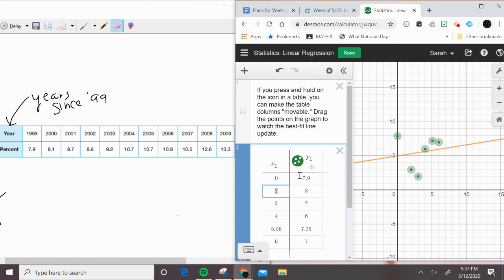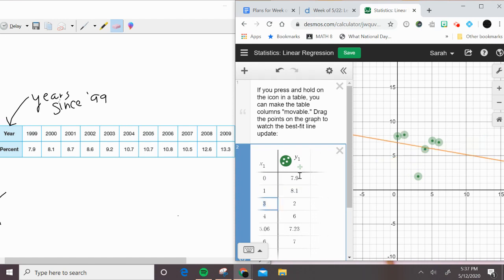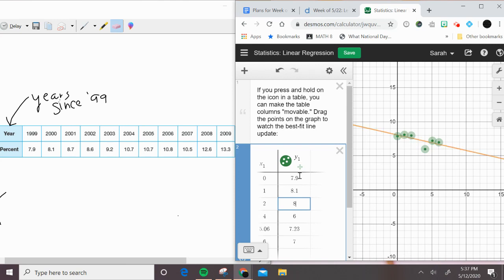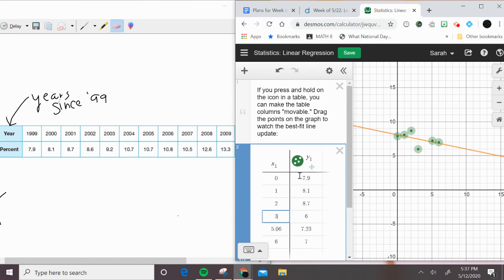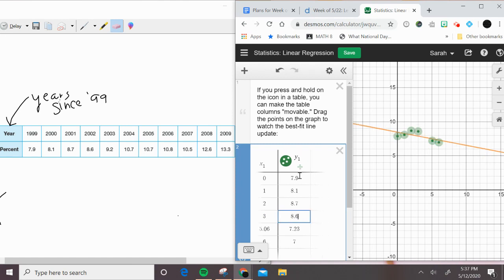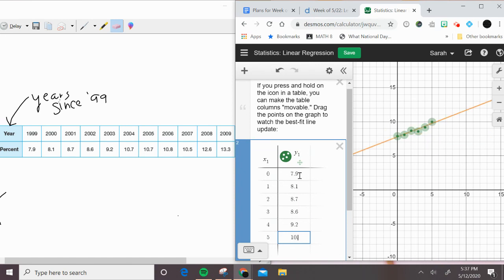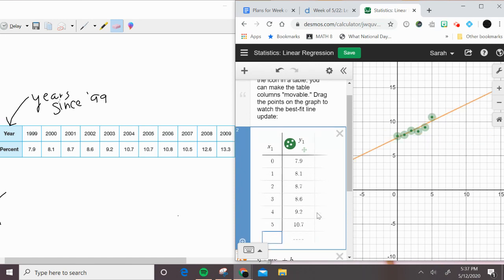For 2000, I'm going to put 1 since it's been 1 year since 1999, and 8.1 for my percentage. In 2001, which was 2 years after 99, it's going to be 8.7. 2002 was 3 years after, that was 8.6. 2003 was 4 years after, that was 9.2. 2004 was 5 years after, that was 10.7. And I can just hit enter to get a new row.